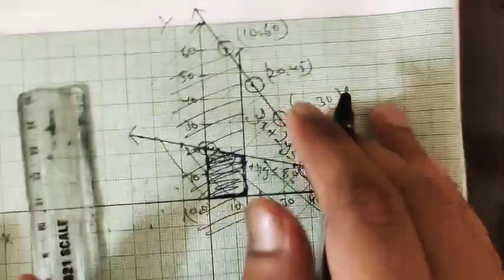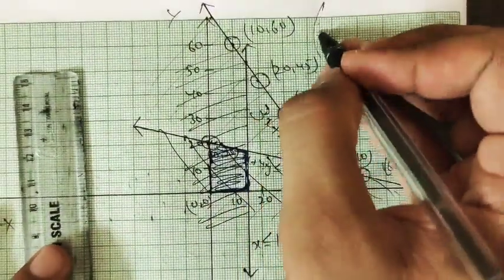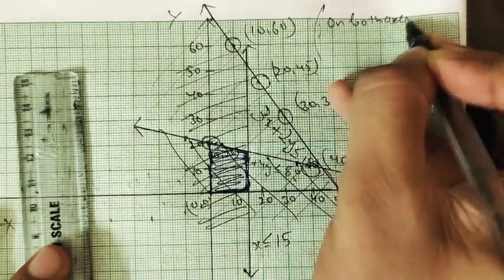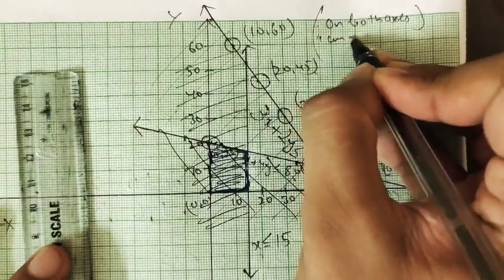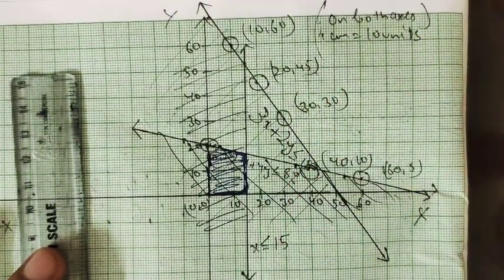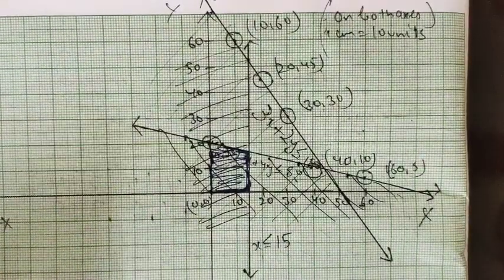Let's write the scale also. So scale on both axes, 1 centimeter is equal to 10 units. So on both the axes we have taken 1 centimeter is equal to 10 units. So this is our solution of this question number 14.